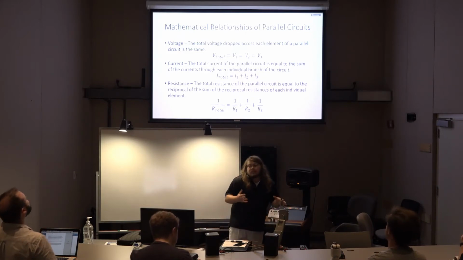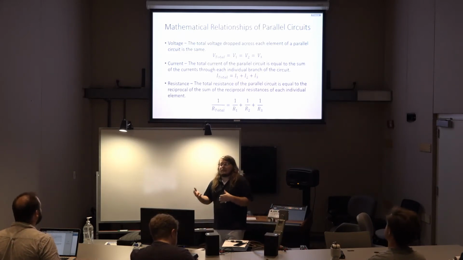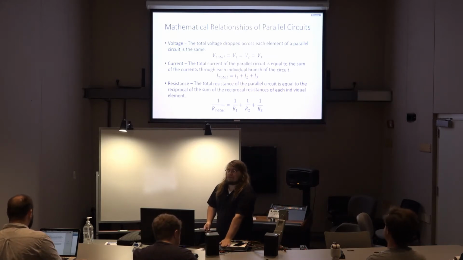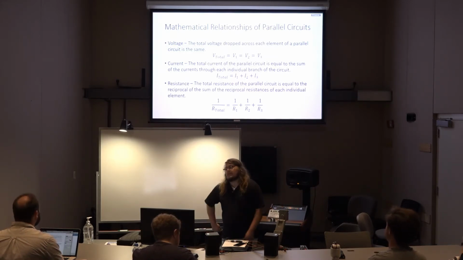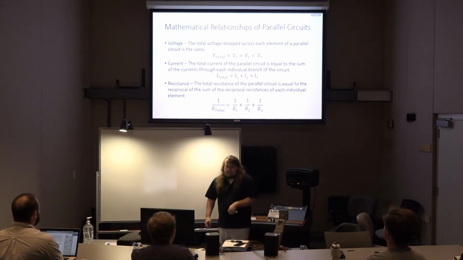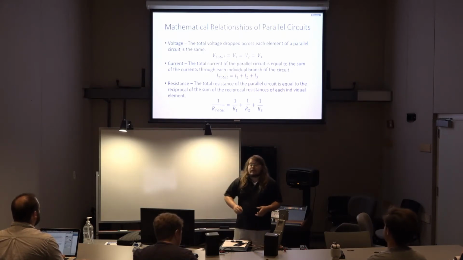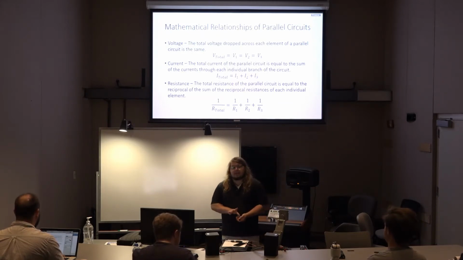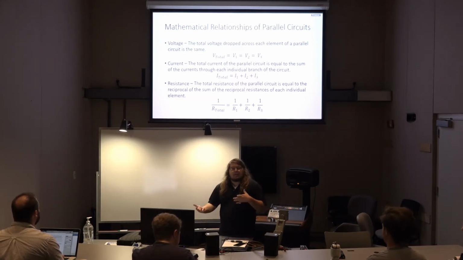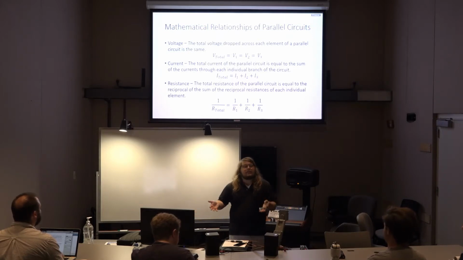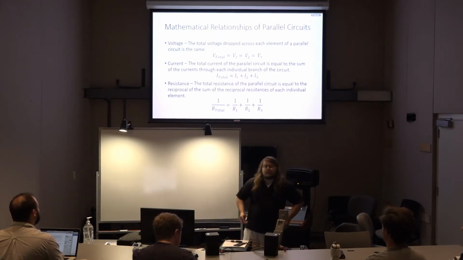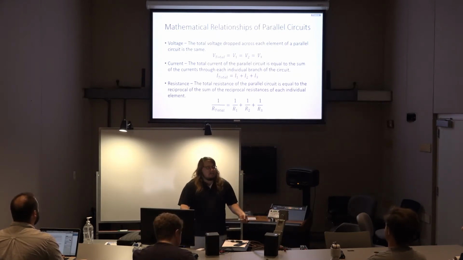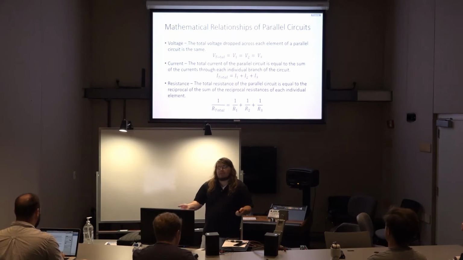Okay, so again, the total voltage dropped across each element of a parallel circuit is the same, in our case earlier, the output voltage of the power amp dropped across each element in parallel. The total current of the parallel circuit is equal to the sum of the currents through each individual branch of the circuit. So now you can think of the current functioning similarly to the voltage in the series circuit, right? The current through each element is going to sum together and result in the total current for the circuit.